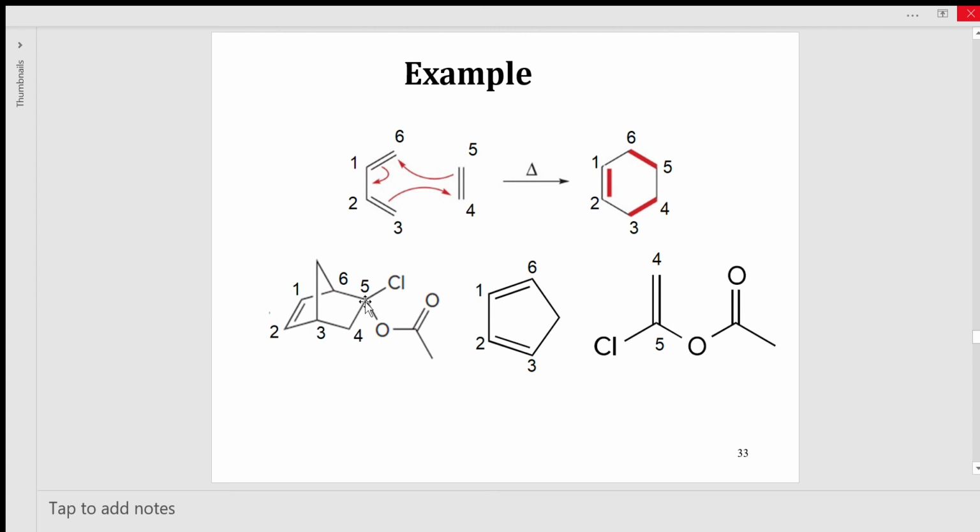So number 5 is actually connected to 2 things. One is a chlorine atom. So number 5, chlorine atom. A second thing is basically an ester group. We just need to draw it in. This is number 5, draw in the ester group.